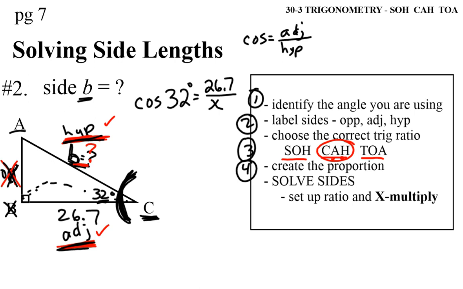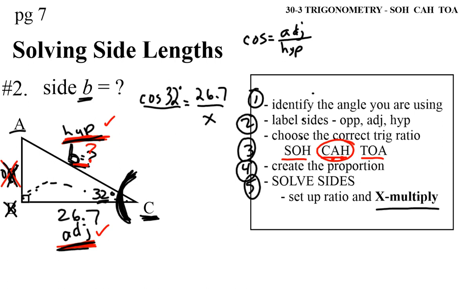Step by step, follow the points. And how do we solve? Cross multiply. Cosine 32 goes over 1. What can we cross multiply in this case? I'm just going to write this a little bit so I can read it better. We have cosine 32 is 26.7 over the unknown, and we set that over 1. There's what we can cross multiply. 1 times 26.7, and we're going to divide by cosine 32.